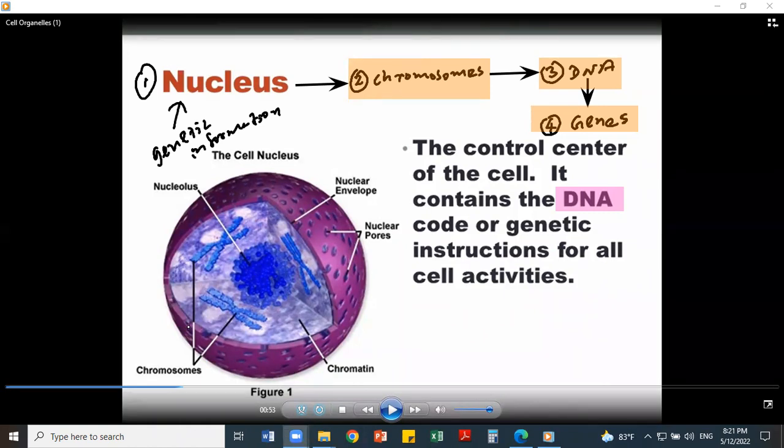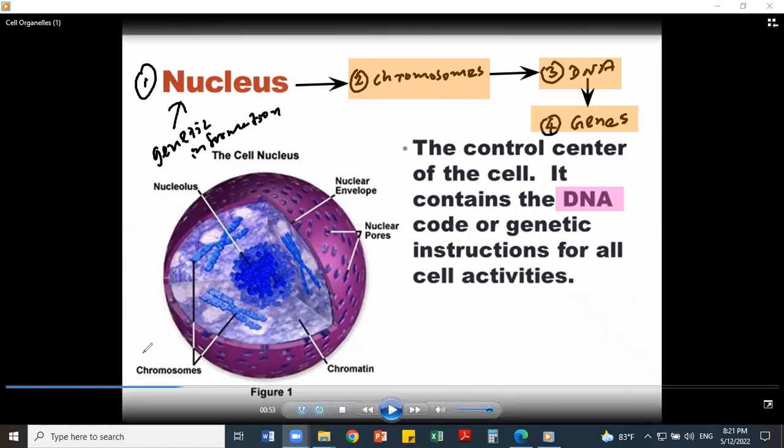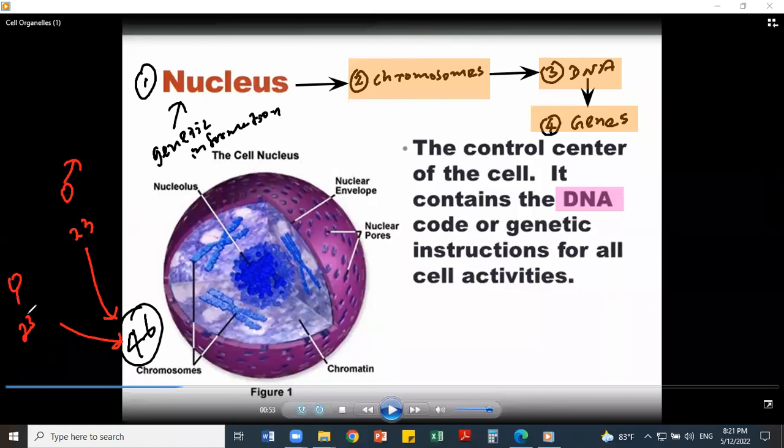So all the cellular activities. Actually, how many chromosomes do we have? Humans contain 46 chromosomes. How many chromosomes do we get? You get 23 chromosomes from your mother, and the other 23 you get from your father. How do you get 46 chromosomes? 23 from the mother and 23 from the father. So that's how you get 46.